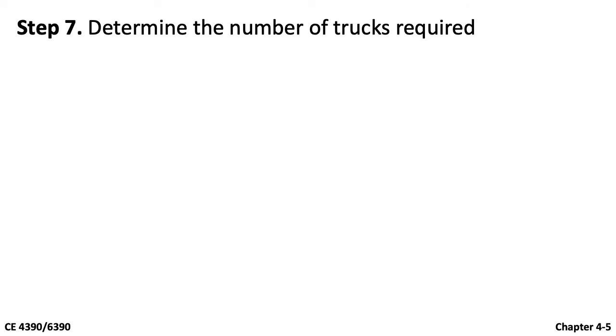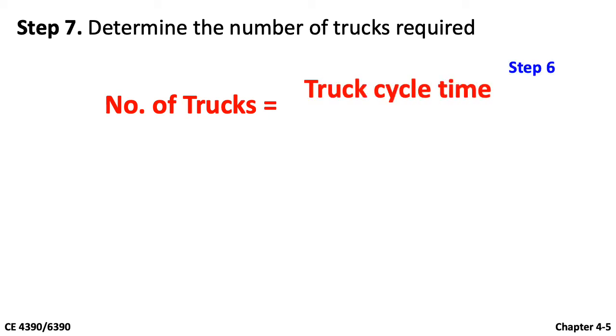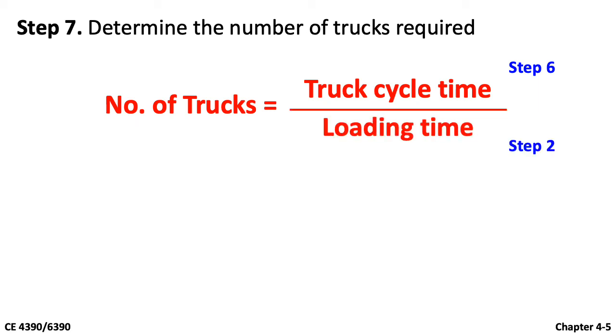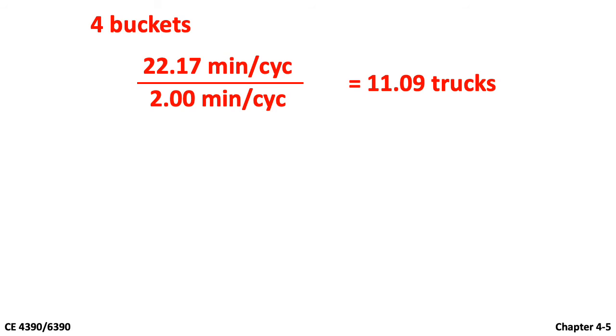Now, step 7, we can determine the number of trucks required. To find the number of trucks, you divide the truck cycle time found in step number 6 by the loading time found in step number 2. So with 4 buckets, the truck cycle time is 22.17 minutes and the load time is 2 minutes. So we got 11.09 trucks. So this is called the balance point between trucks and excavators.